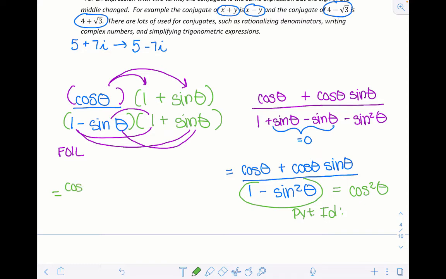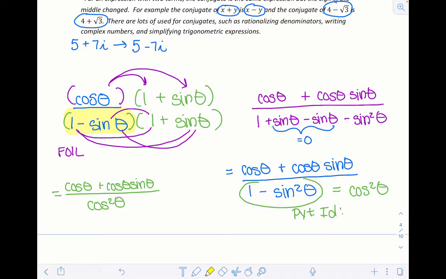So cosine theta plus cosine sine. Now it's all over cosine squared of theta. How does it help us here? Well, one thing that's nice is that once we have a fraction that has only one term in the denominator, as opposed to our original one, which was 1 minus sine of theta and had 2 terms.